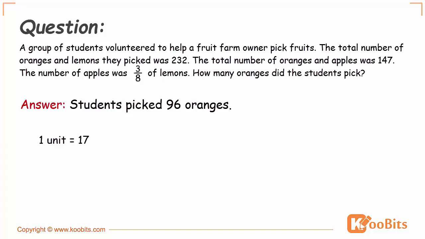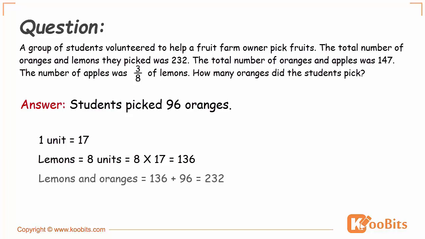The number of lemons is equal to 8 units, equals 17 multiplied by 8 equals 136. The sum of lemons and oranges is equal to 136 plus 96 equals 232, which is consistent with the value given in the question. Therefore, we know our answer is correct.